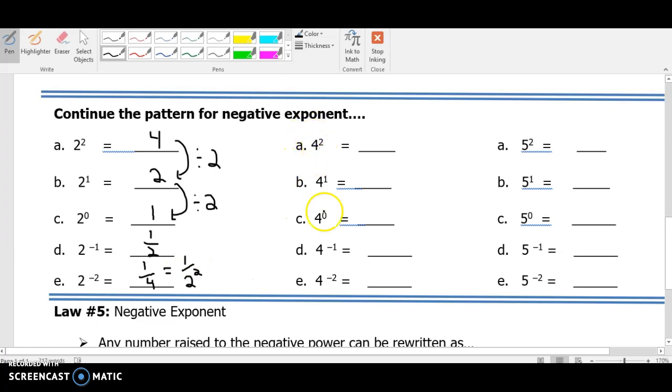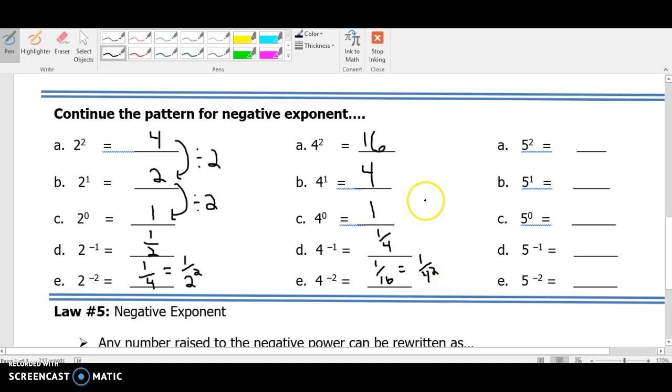Okay, I do the same thing here with the 4s. 4 to the second, that's 16. Cool. 4 to the first, I just divide by 4, I get 4. 4 to the 0, I know that's 1. Again, I just divide by 4. If I divide by 4 again, I get 1 over 4. You'll notice how this is 4 to the first in the denominator. 4 to the negative 1, move to the denominator. And then this one, I'm going to get 1/16, or if I want to think of it in terms of my exponent laws, it's the same thing as 1 over 4 squared.